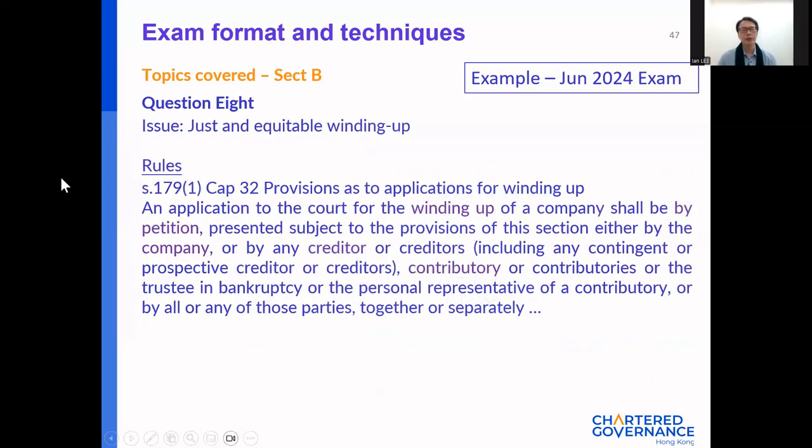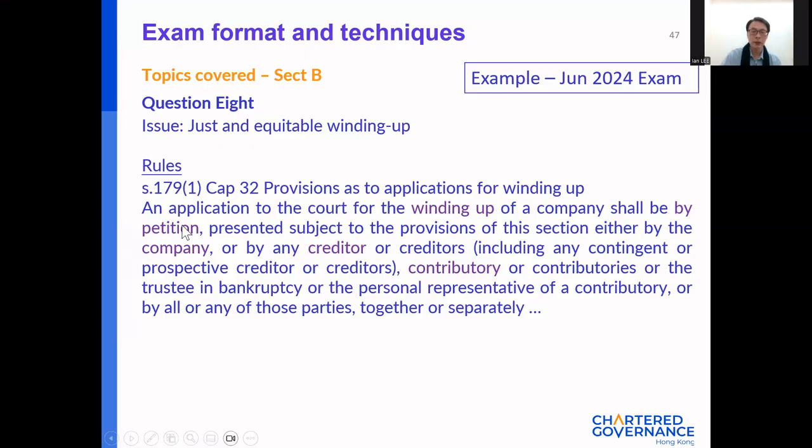Okay, the second sub-issue for question 8, I believe, will be the just and equitable winding up. So the starting point will be section 179 subsection 1 of CAP 32. So you can see it's a different ordinance. The companies ordinance we referred to the most previously was CAP 622, but CAP 32 contains a lot of the provisions relating to winding up matters. So an application to the court for the winding up of the company shall be by petition. So again, you need to start the process by petition.